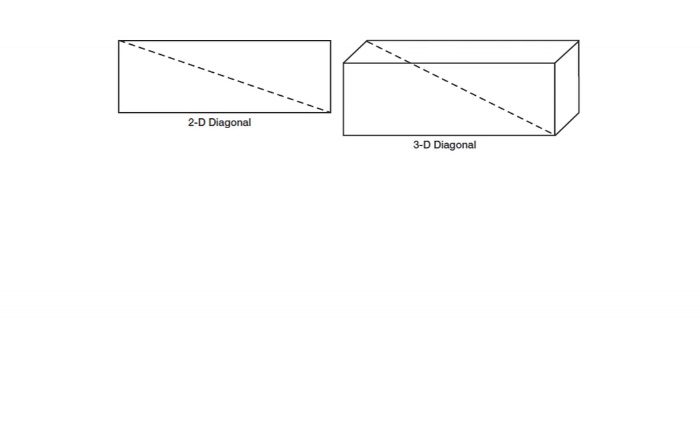In the 2D diagonal, we can just use the Pythagorean theorem, noting that one side is A, another side is B, and this dotted diagonal would then be C. That's pretty straightforward and standard, just like I talked about in the previous video lesson. But what if the diagonal goes from one corner of a three-dimensional box to the opposite corner, like you see here?